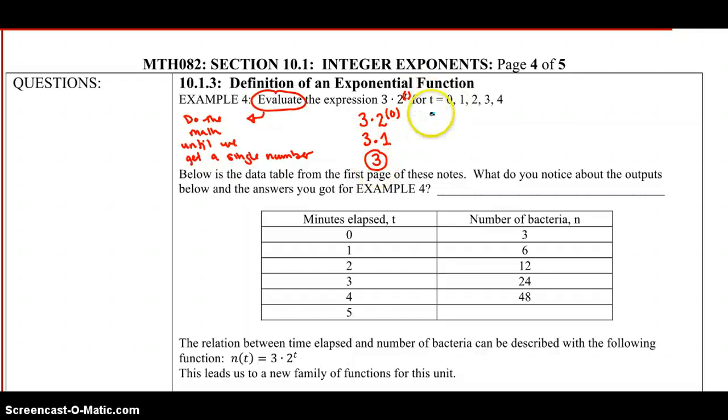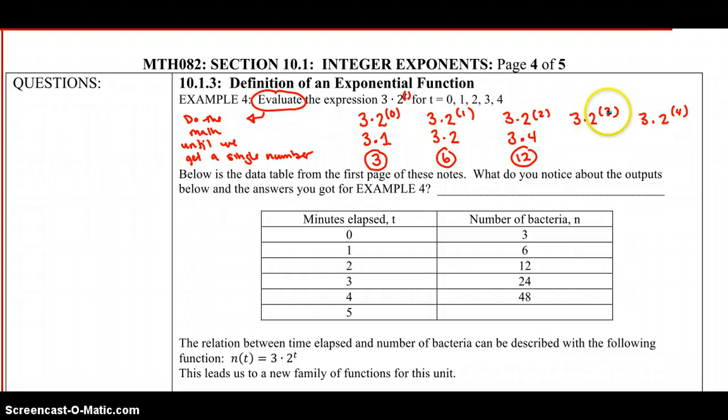Okay, exponents happen before the multiplication, so following order of operations, we did the math until we got to a single number. Now if we take this same expression, we're going to substitute 1, and then 2, and then 3, and finally we're going to substitute 4 for t. So 2 to the first power is 2. Again, exponents happen before the multiplication, and 3 times 2 gives us 6. 2 squared is 2 times 2, is 4, so 3 times 4 we get 12.